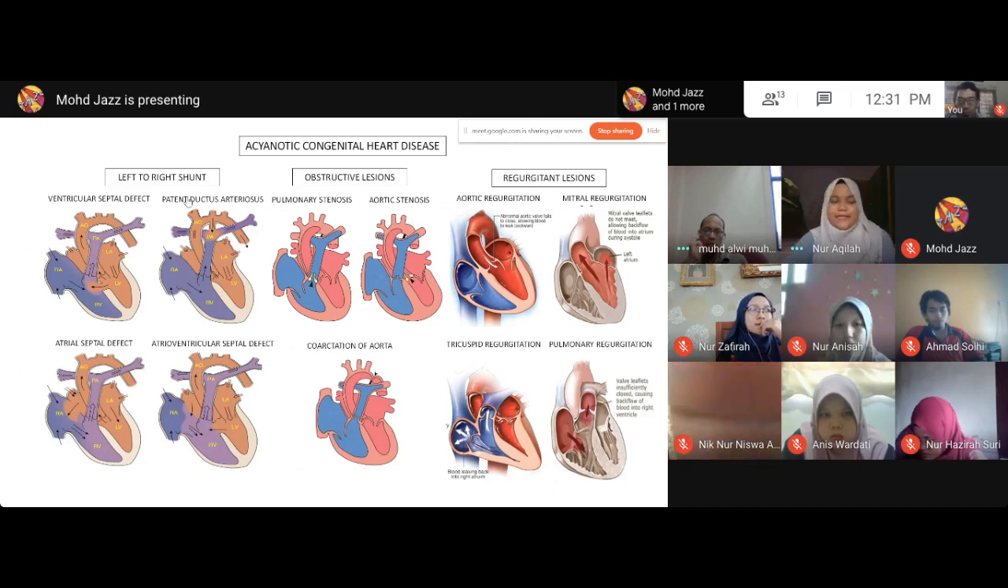Okay, so that's about the left to right shunt. Now we move on to the obstructive lesions. So why is it named obstructive lesion? Because there is obstruction in the blood flow.